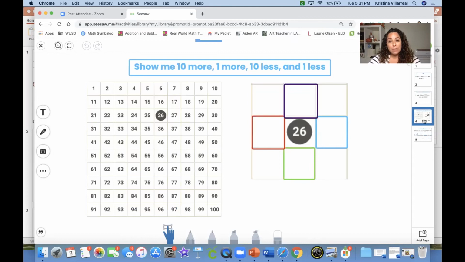And then we have a review problem from yesterday. I have 26, and I want to know what is 10 less, 10 more, 1 less, 1 more. Remember, get your highlighter and highlight the numbers around it. It's kind of like the letter T. And when you highlight those numbers, you know where to put them, right here, okay?